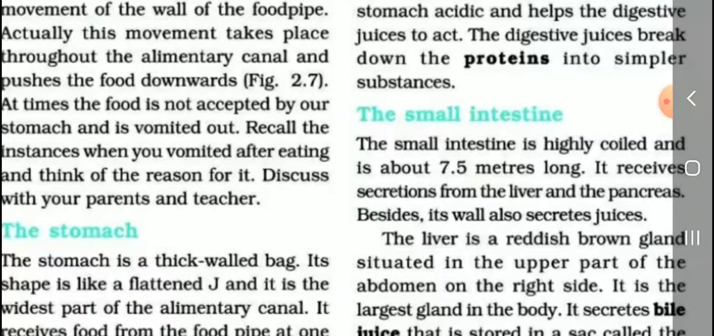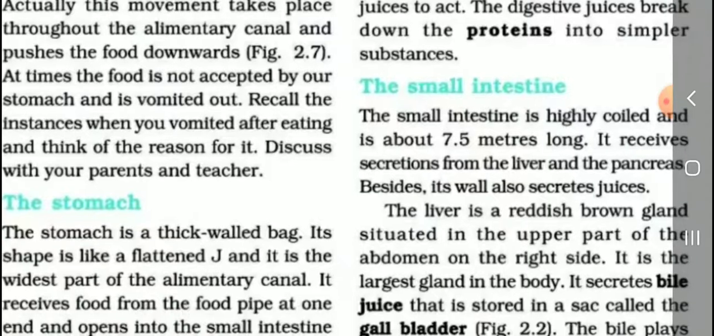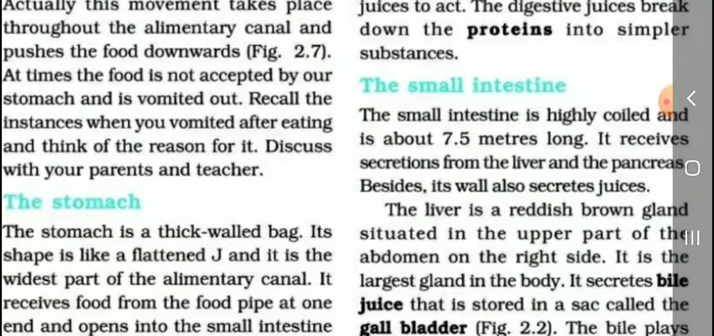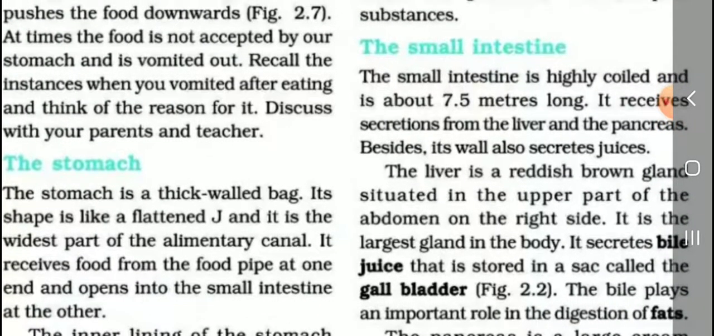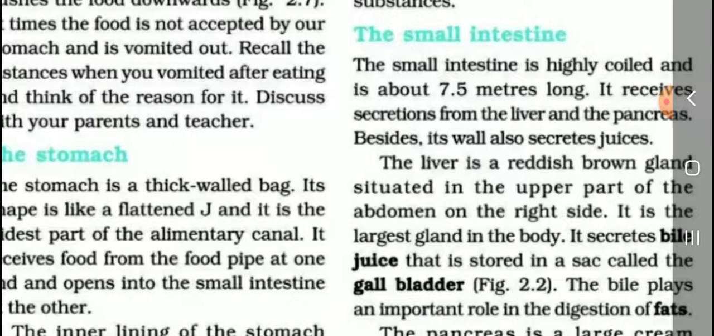Okay. Then next is the small intestine. The small intestine is highly coiled and is about 7.5 meters long. It receives the secretions from the liver and the pancreas. It also secretes juices. Okay, listen. What is bile juice? See the picture, students. The liver is reddish brown in color.